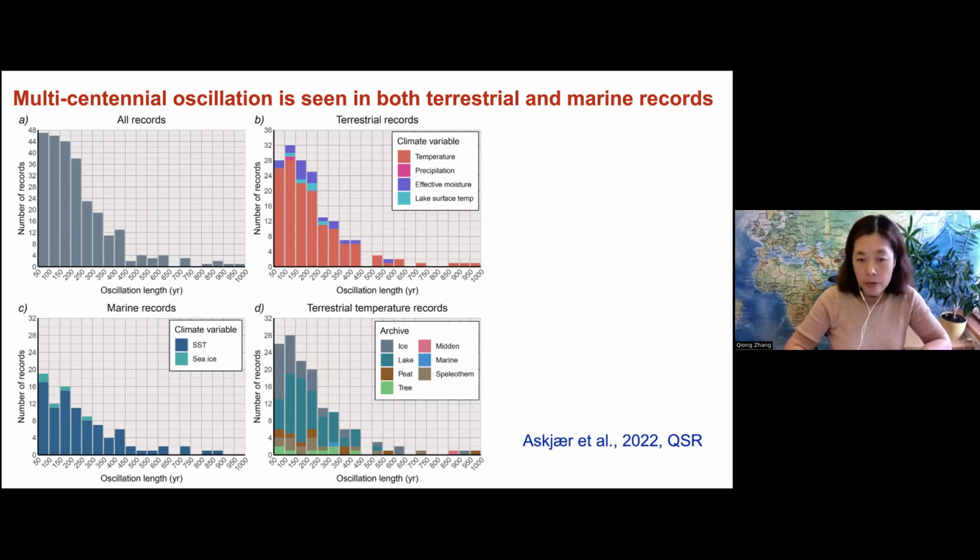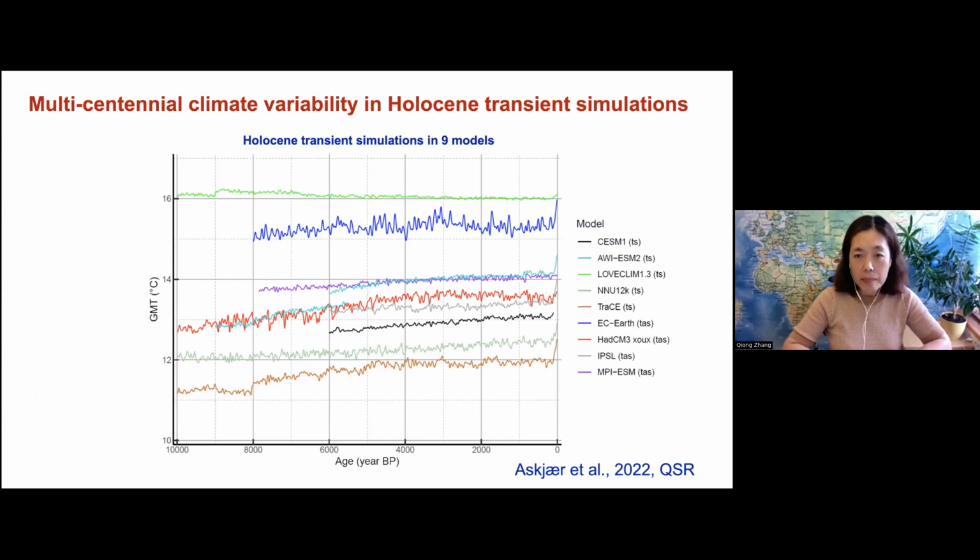Further, because of its very good organization in PMIP, there are quite a few Holocene transient runs available, so we also collected nine transient simulations from nine models, and all the models show this kind of multi-centennial variability. Again, you can also see the models have different behaviors. Even their global mean temperature is different. Some models are cold, some models, like our model, are quite warm. But for the variability, all the models show similar behavior.